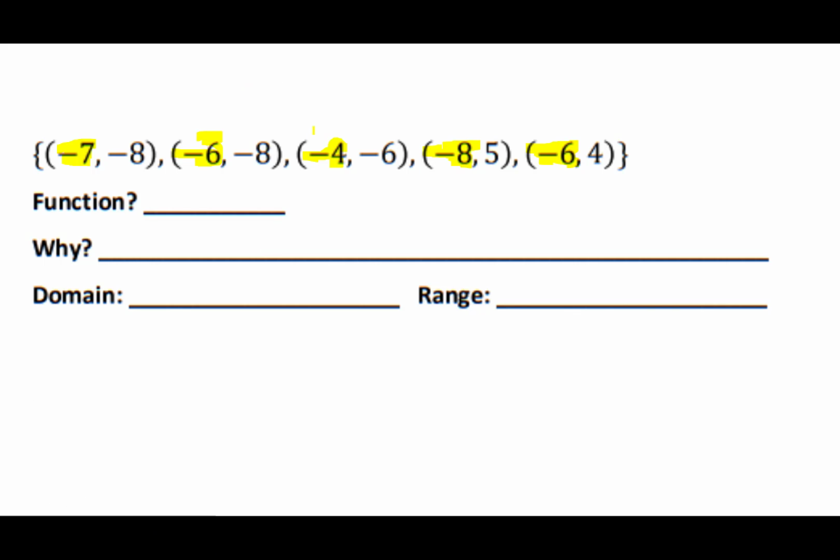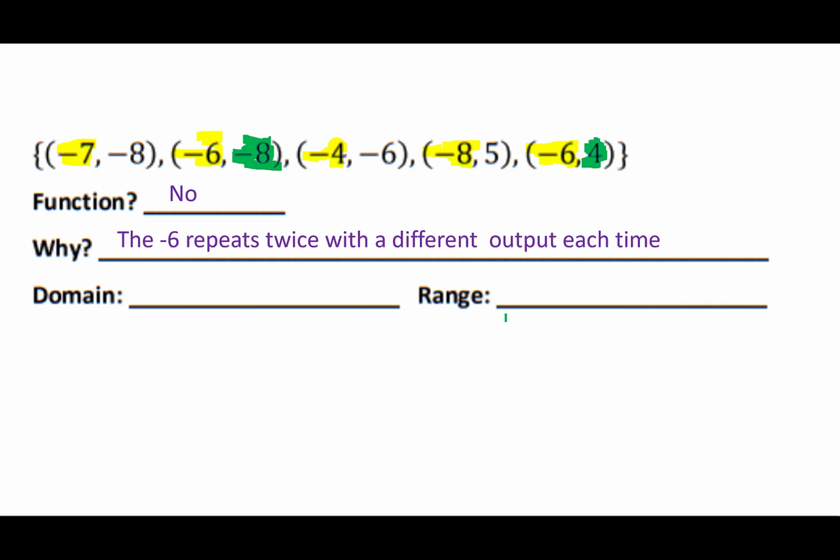Okay, I have a -6 that repeats twice. Do I have the same y value with it? Well, I've got a -8 here and 4 there. Okay, so no, this is not a function. Why? The -6 repeats twice with a different output each time.